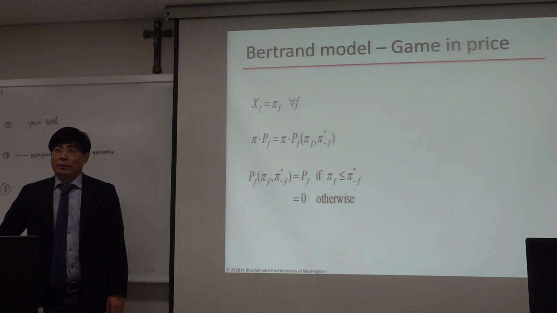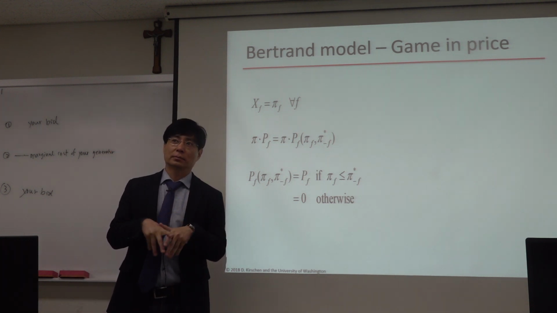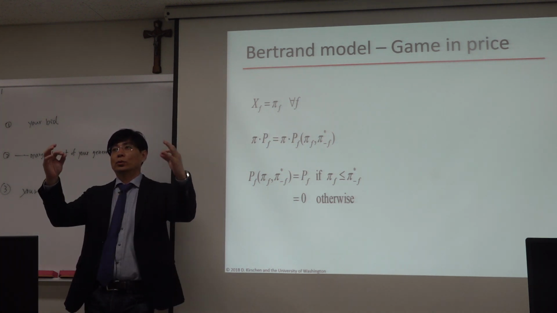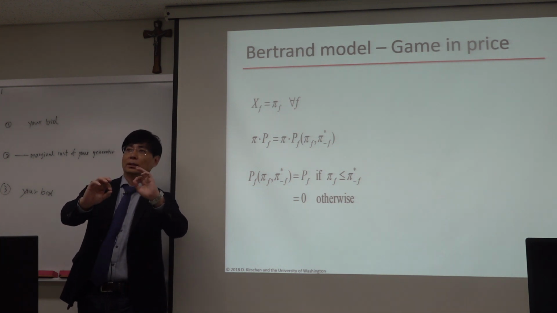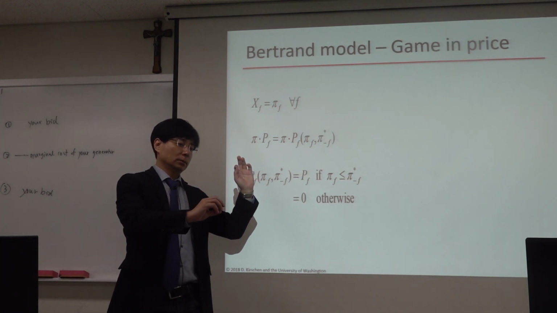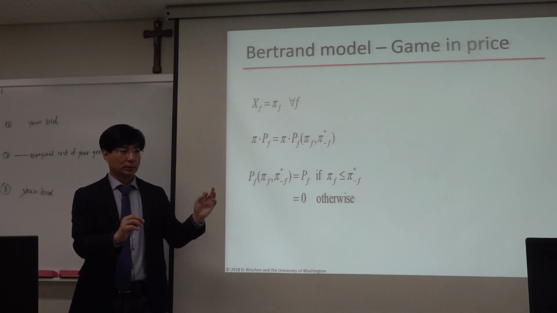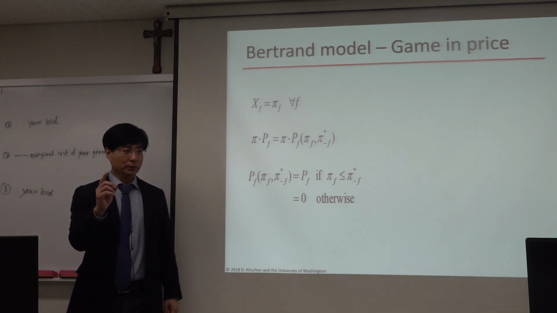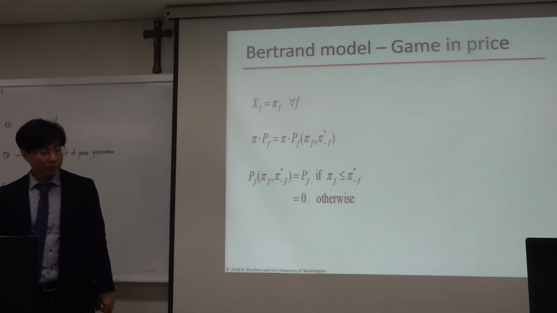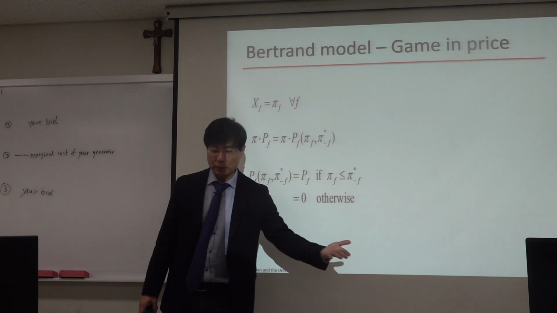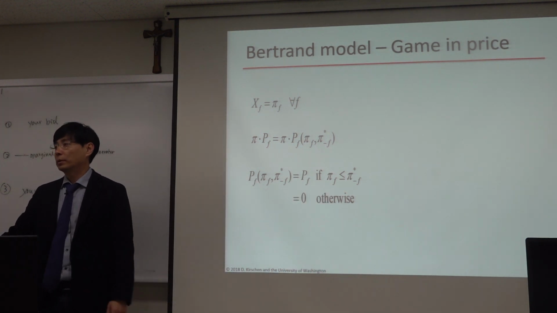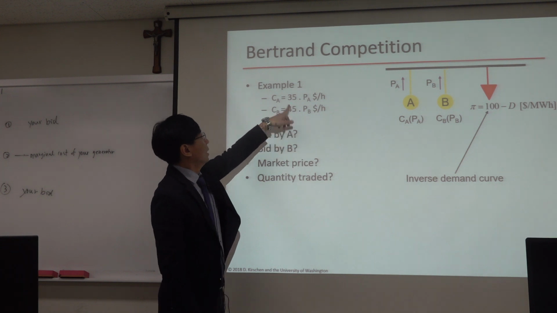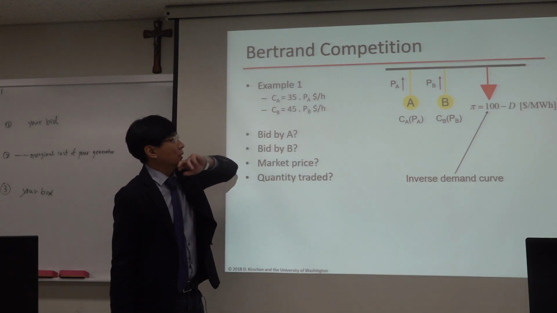This is a theory, but kind of okay, because when you buy some good, you are trying to find the producer who sells at the lowest price, even by one dollar difference. So when there are just two companies, the one who offers the smaller price will take the whole volume of the market. In this example, suppose that we have two generation companies, A and B, and their marginal cost is $35 and $45.